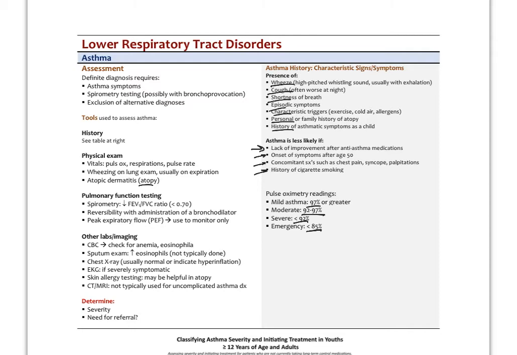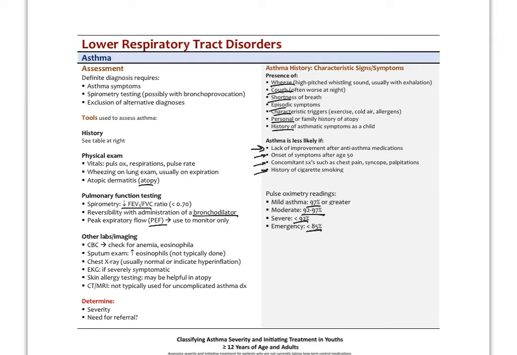Pulmonary function tests would show a decreased FEV1 to FVC ratio, usually less than 0.7. And then reversibility with a bronchodilator. So they're given the spirometry, we see that decrease, we give them a bronchodilator, and all of it improves. The FEV1 increases. And then the peak expiratory flow rate can be used to monitor the activity.